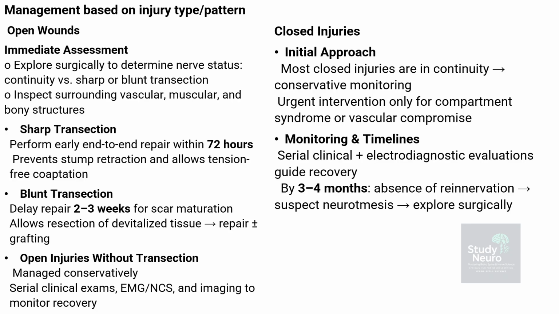Sometimes the nerve isn't completely severed, and careful monitoring can allow it to recover on its own. Closed injuries are usually watched closely, with surgery reserved for complications or if there's no sign of nerve recovery after a few months. This approach helps ensure intervention happens at the right time, maximizing the chance of regaining function.